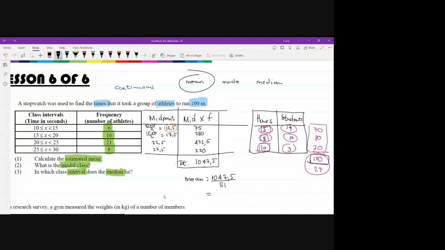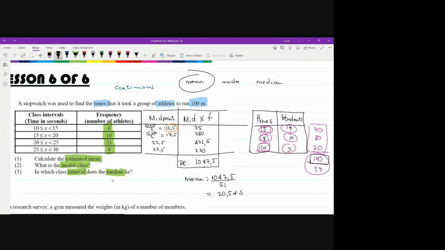Remember, it's not actually the mean. It is the estimated mean. Because we use the midpoint, it's not going to be the exact mean. It's going to be an estimate of the mean. Is everybody understanding? That's why they won't just say, calculate the mean. It's because we've used the midpoint between 10 and 15, between 15 and 20, they have to ask us for the estimated mean. All right, and the answer there is 20,54 seconds. Okay, then the other two are quite easy.